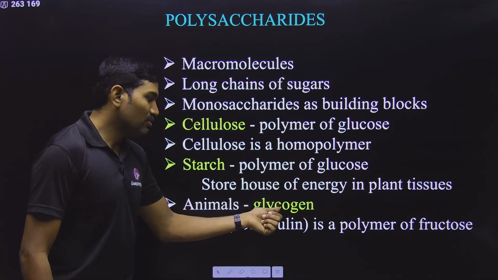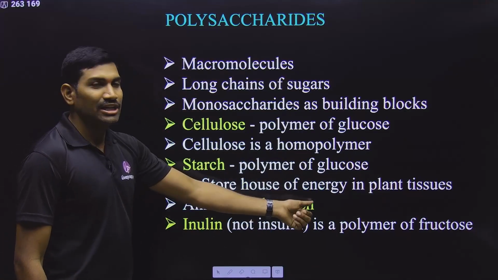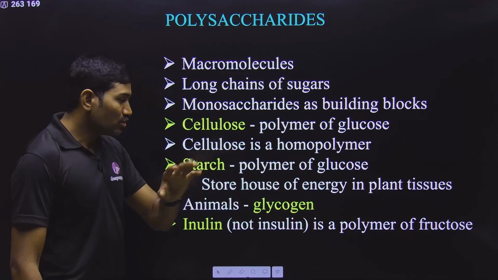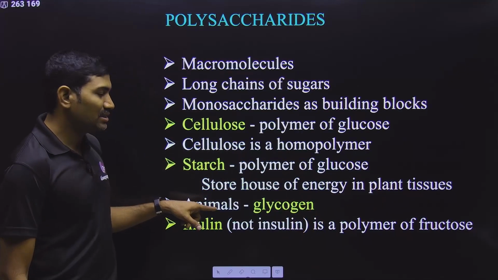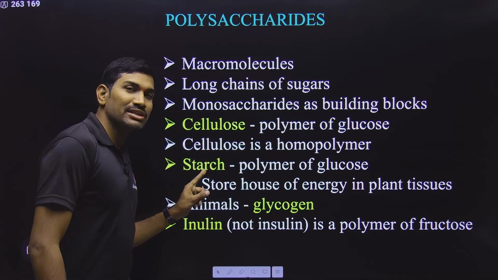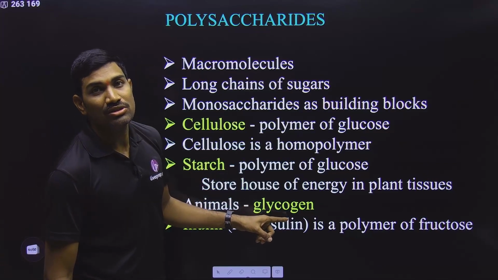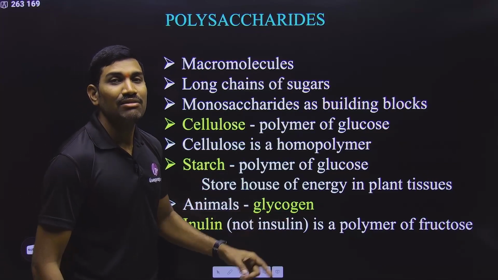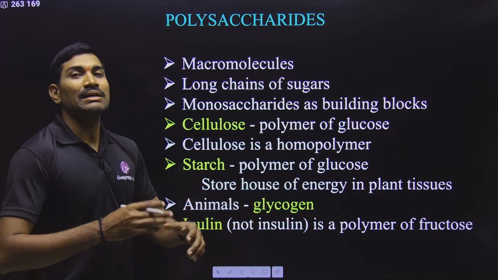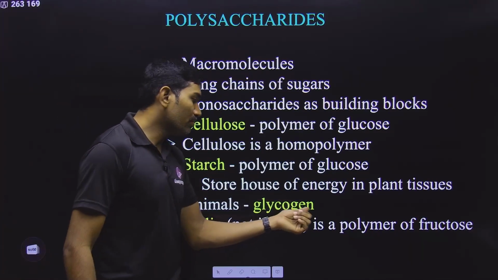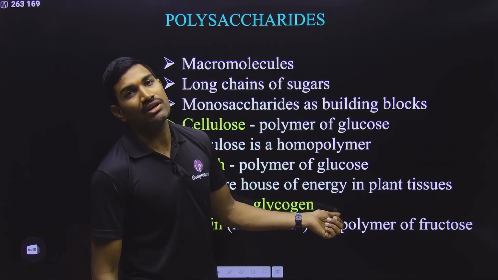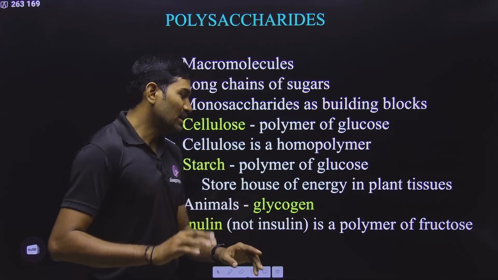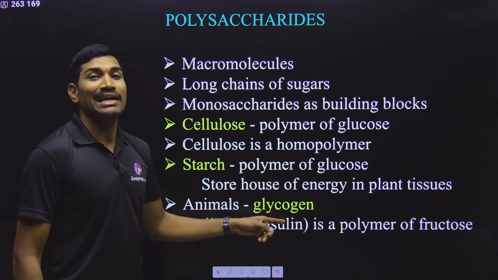Next one is regarding the glycogen. In the case of glycogen, here it is also having alpha glucose. So now you need to understand the difference between starch and glycogen. Starch is also having alpha glucose. Glycogen is also having alpha glucose. Then what is the major difference here? It is about the branching. More branching is seen in the case of glycogen. That's it.